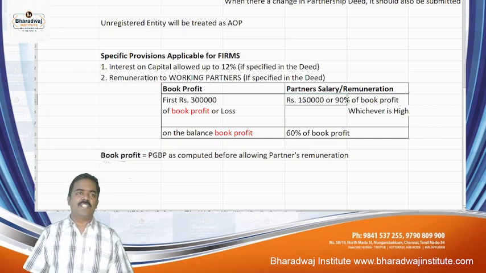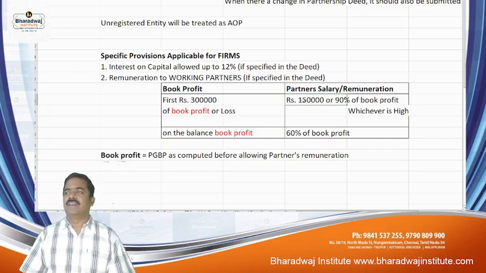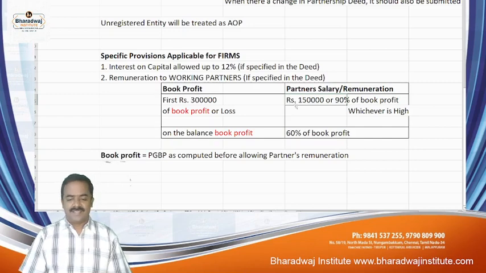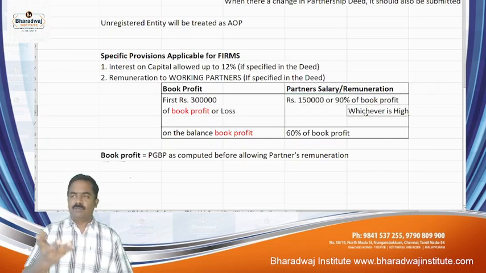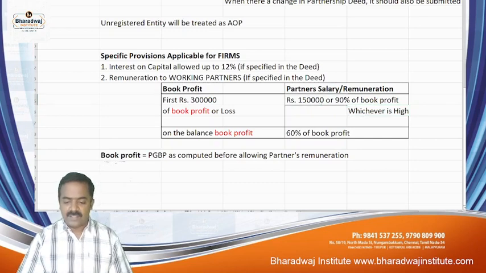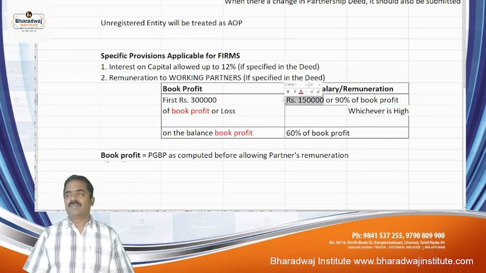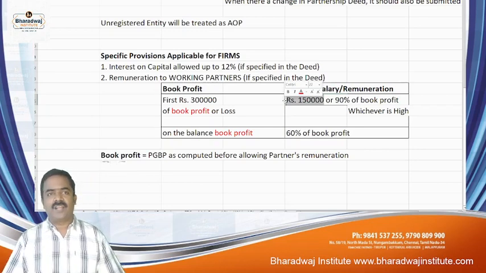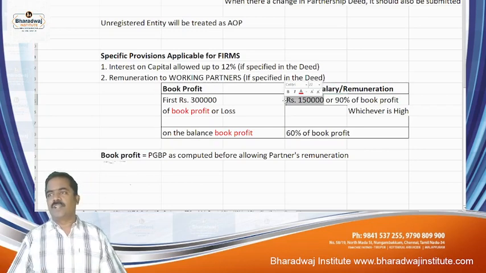Okay, let us assume your firm is running in a loss. Negative 30,000: PGBB we worked out, business loss of 30,000 came. Now what can you do? The provision says 1,50,000 or 90% of book profit, whichever is high. Book profit is not there, it is a loss. So you can pay this 1,50,000. So a minimum remuneration of 1,50,000 the partners will get.